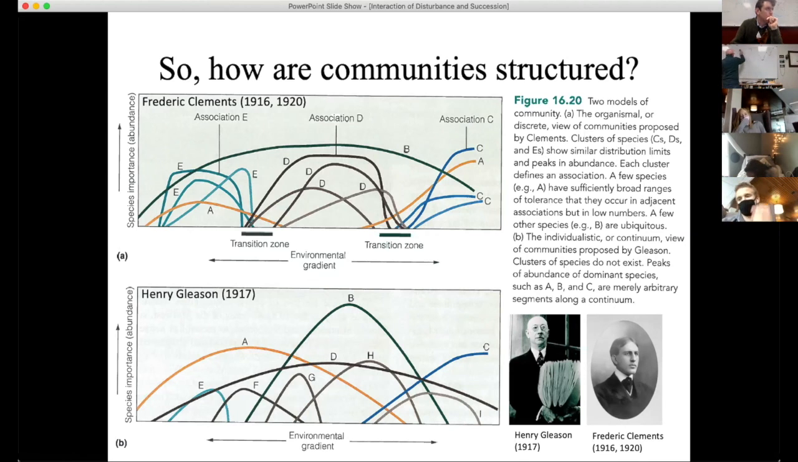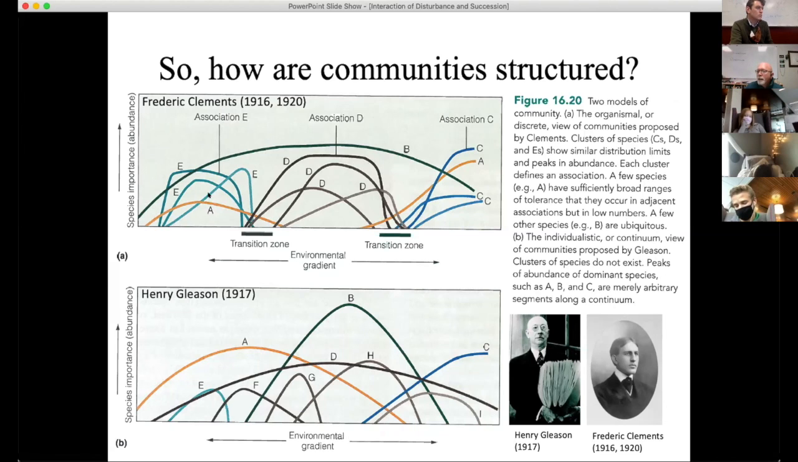One way of thinking about this was proposed by a guy named Frederick Clements, and the other one was proposed by a guy named Henry Gleason. And so oftentimes these things are referred to as a Clementian model versus a Gleasonian model. And Clements had this idea that the organisms in a community all act kind of like a superorganism. He uses this term superorganism.